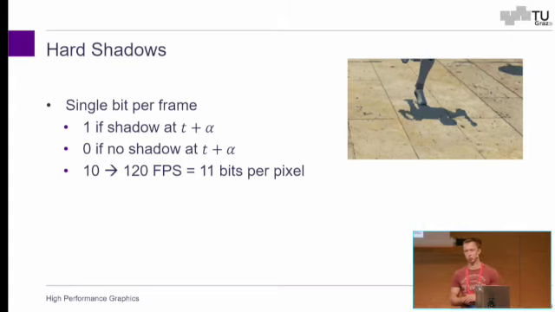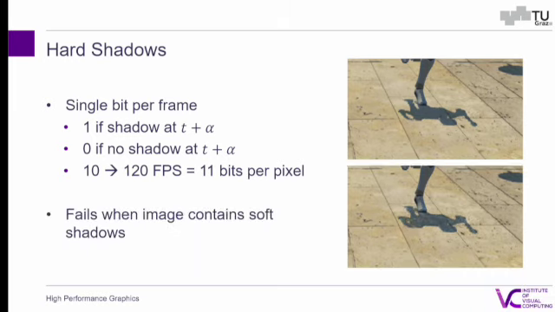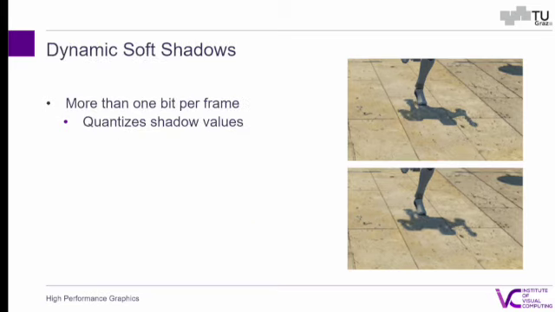So our first idea was to simply render the server at the same target frame rate as the client, and then have a per pixel bit string, which basically encodes for each interpolation time step if the pixel is in shadow or not, which, if we upsample from 10 to 120 frames, would lead to 11 bits per pixel, which is quite a lot. And also, this only works for hard shadows. Of course, for soft shadows, as you can see, this results in artifacts.